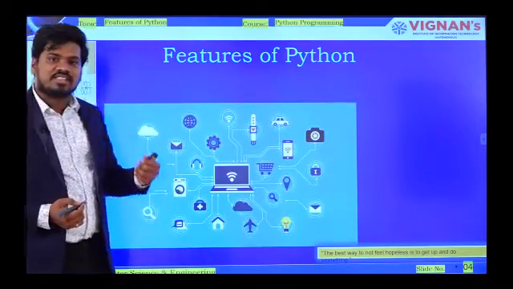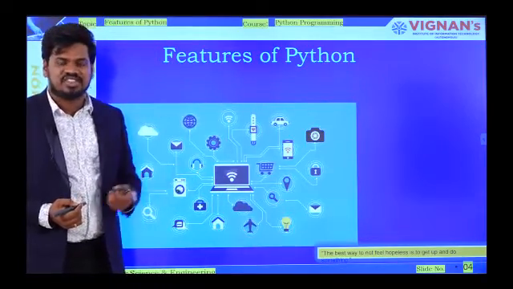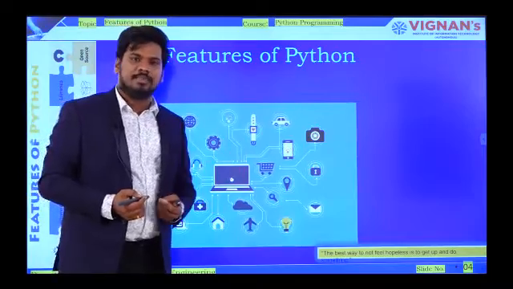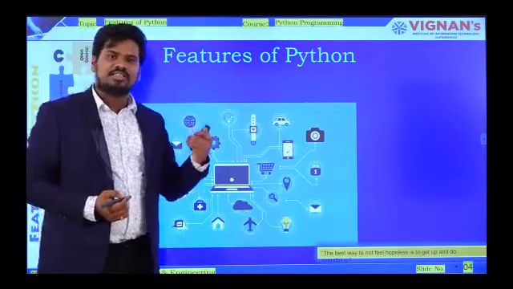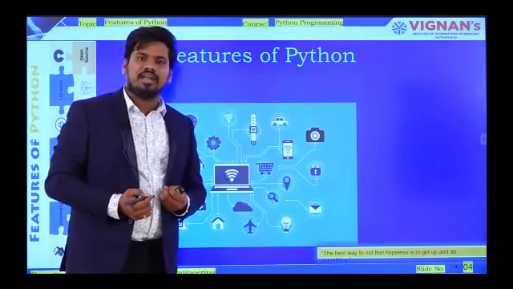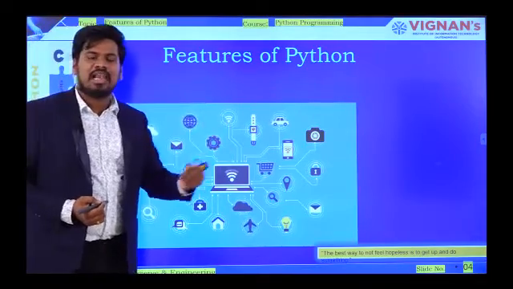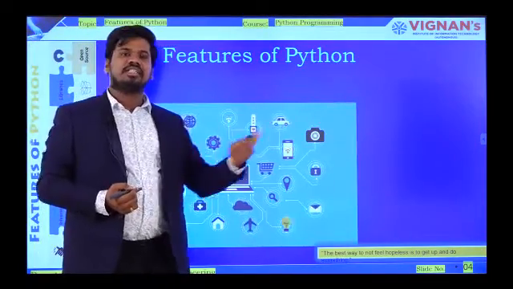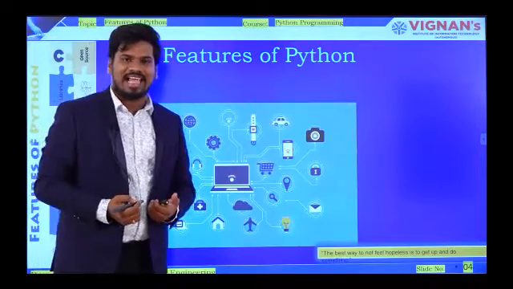Let me revise the features of Python. The first feature is simplicity. The second is that Python is an interpreted programming language. The third is that Python is an object-oriented programming language. The next is that Python is a portable language. And the next is that Python is an embedded and extensible programming language.